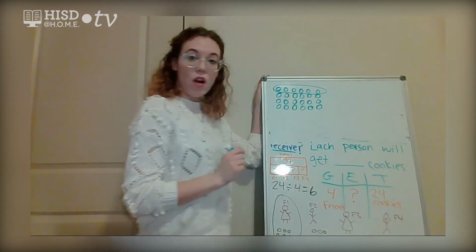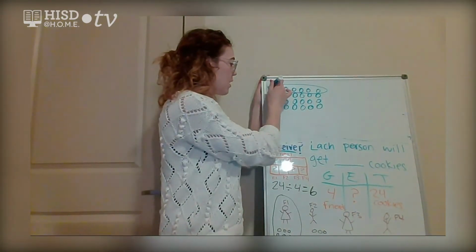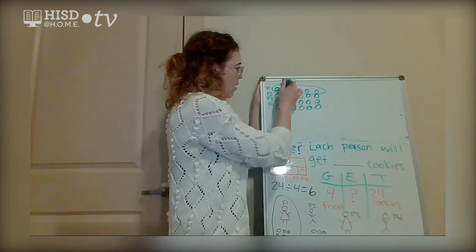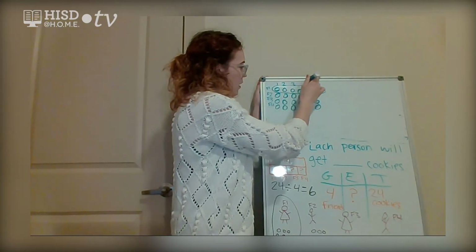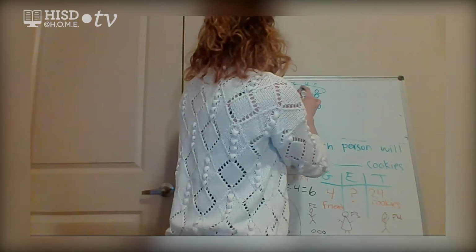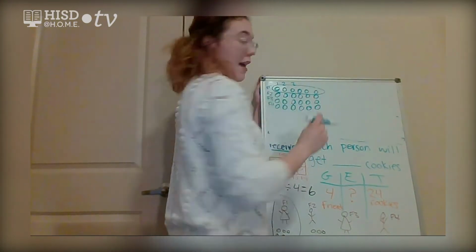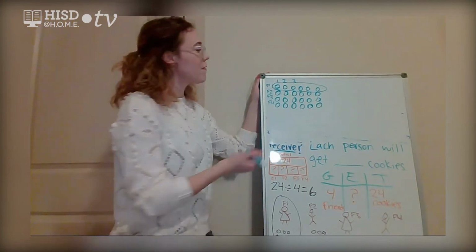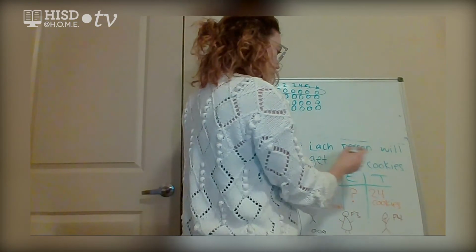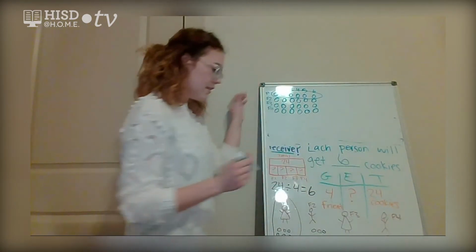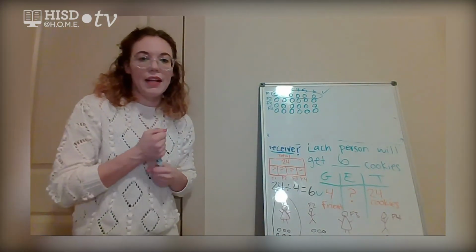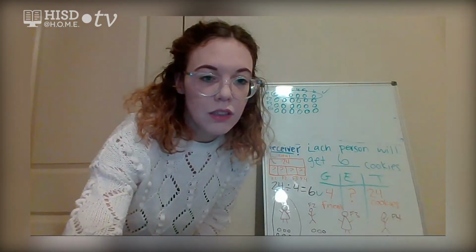And each row is representing friend 1, friend 2, friend 3, friend 4. 1, 2, 3, 4. 1, 2, 3. I miscounted. Look at that. That's why we always check our work. 4, 5, 6. There we go. So each friend will get 6 cookies. We got it right 2 different ways. All right, I'm going to get another problem for us now.